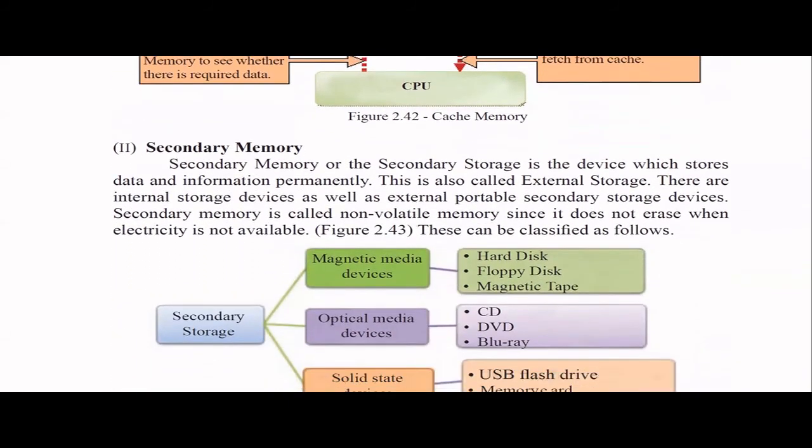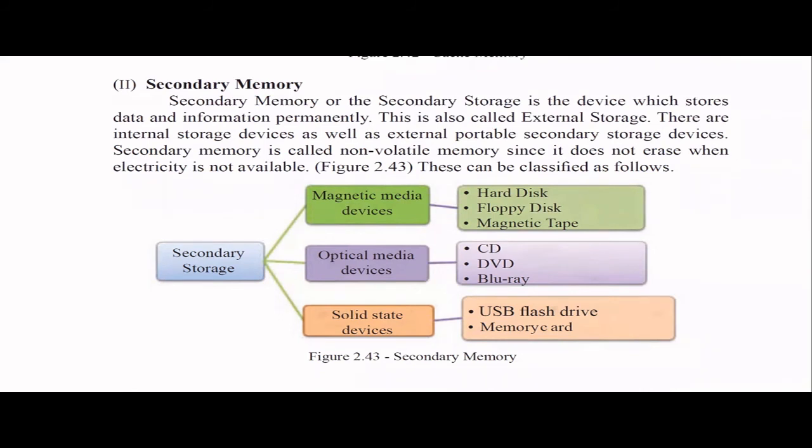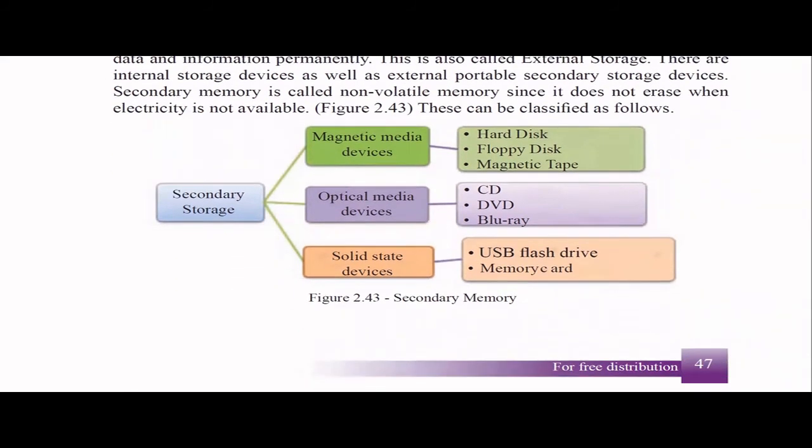Okay, then comes the secondary memory or the secondary storage, right? These are used to keep data and information permanently. So these are not volatile. These are non-volatile memory. That means if you switch off the computer, it's not erasing all this data. We call this external storage as well. There can be internal storage like our usual hard disk, but external portable devices as well, right? So remember, this is non-volatile and not electricity dependent. These are permanent storage devices.